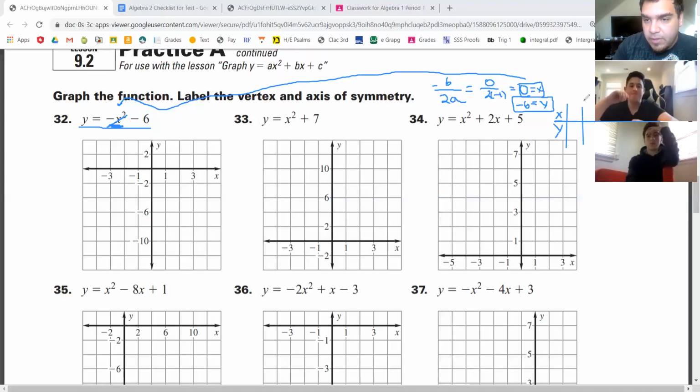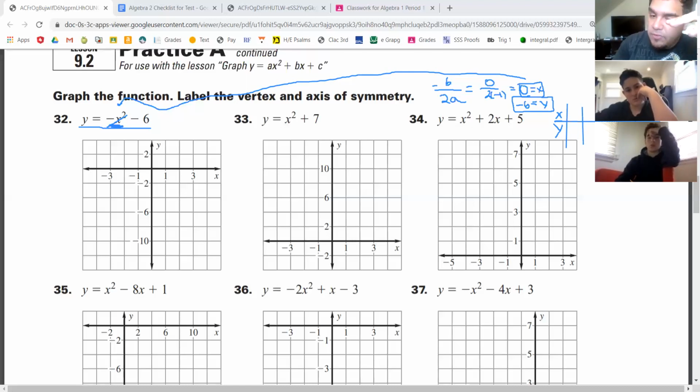X and Y. You got 1, 2, 3, 4, 5 slots. Now, we just found our vertex, and we always put the vertex in the middle, okay? So we always put the vertex in the middle. And the vertex we just found is 0, -6.